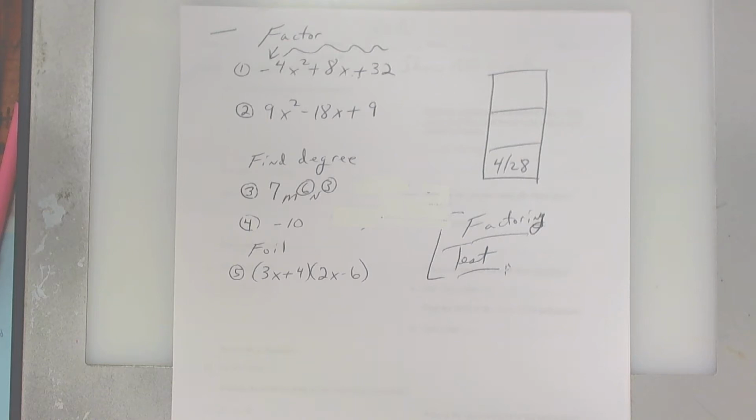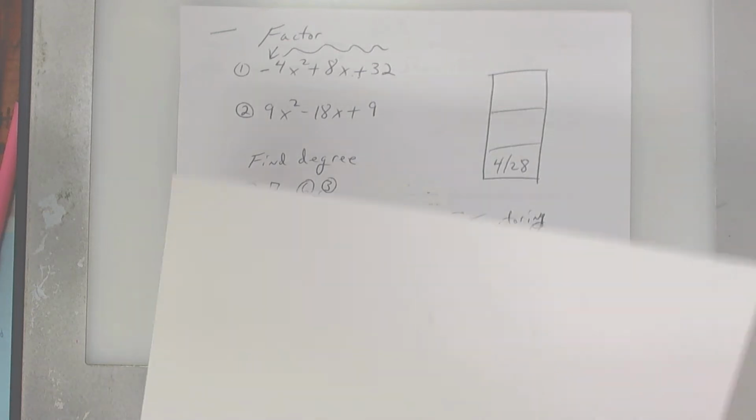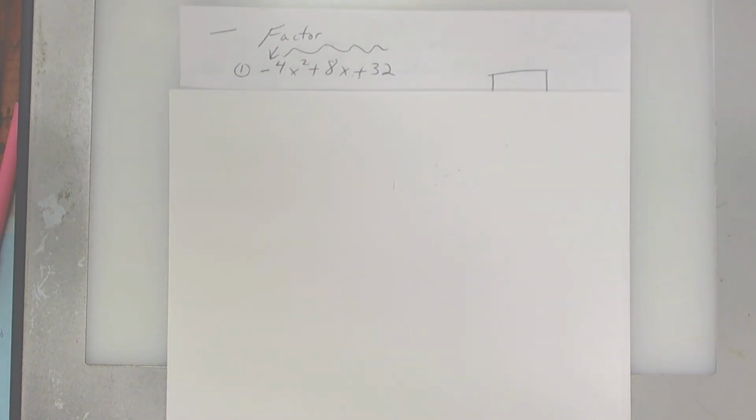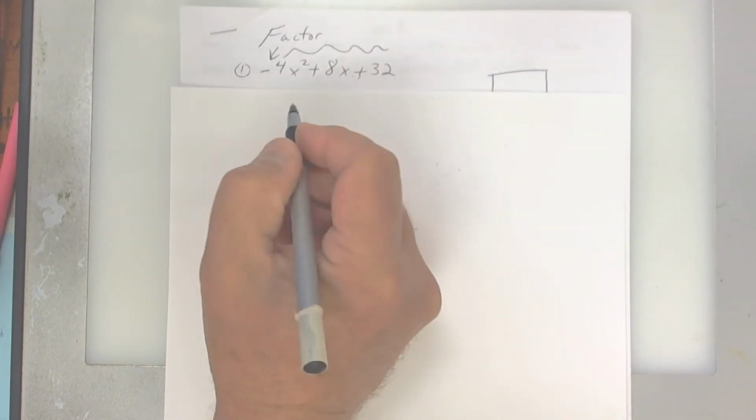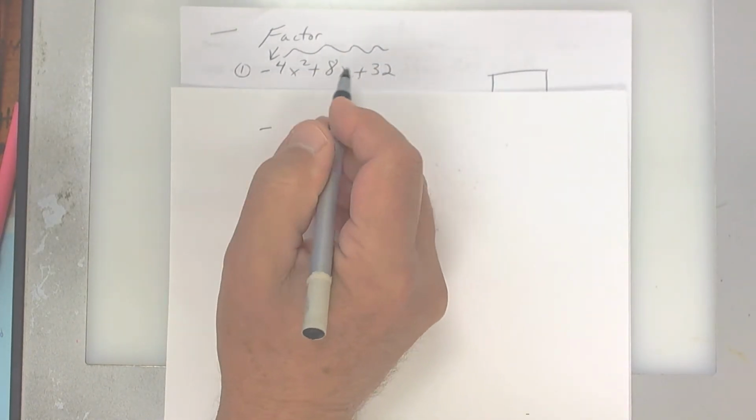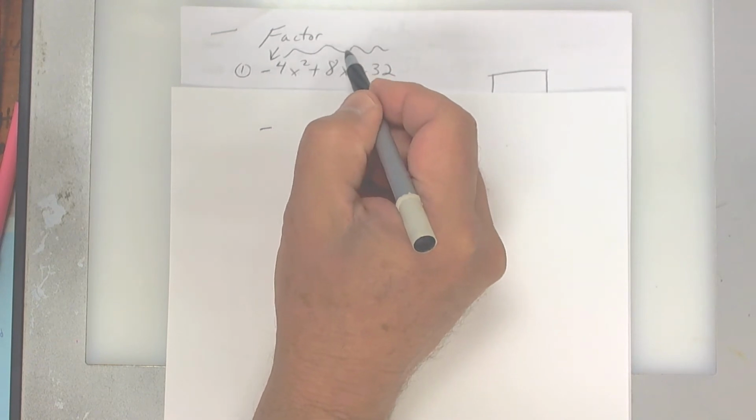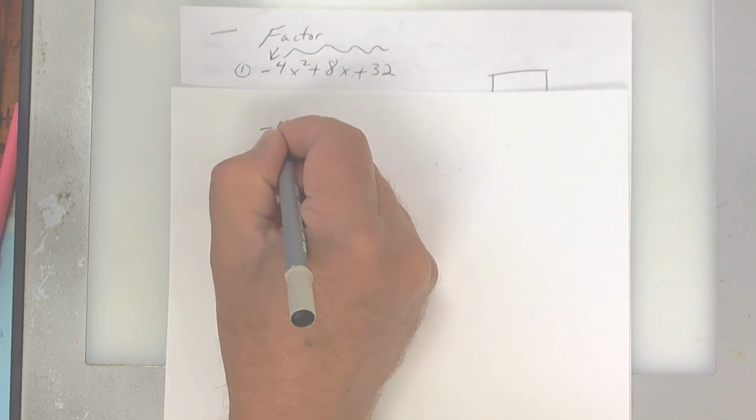Today you got to factor these, so let's take a look here. This one right here, the leadoff man is a negative, so you got to factor out not only a negative but a 4 as well. And put a squiggly up here because your signs are going to change.